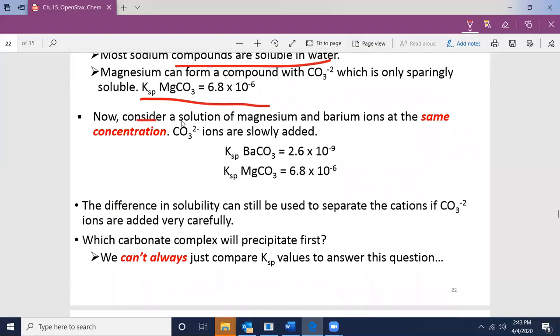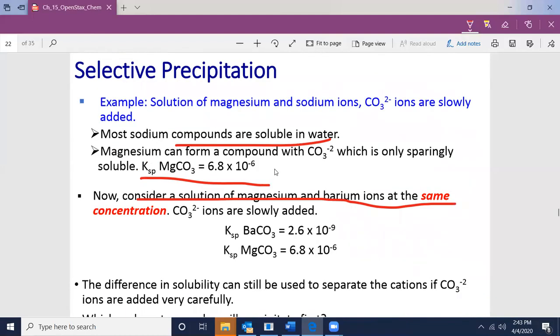So now consider a solution of magnesium and barium ions at the same concentration. Okay, so now I have two cations. They both can be precipitated. Like I have barium and I have magnesium here.